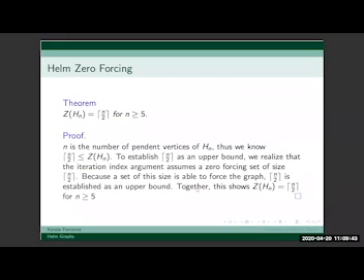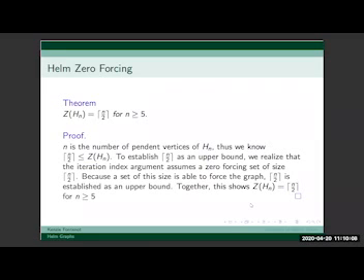We know that each zero forcing chain for the Helm graph can have at most 2 pendant vertices. So we know that if the size of the graph is n, we can have at most n over 2 pendant vertices, or at most 2 pendant vertices in each forcing chain. So we get the ceiling of n over 2 as our lower bound, because if n is odd, then we're going to have one forcing chain that has 1 pendant vertex in it as opposed to having 2 in it.